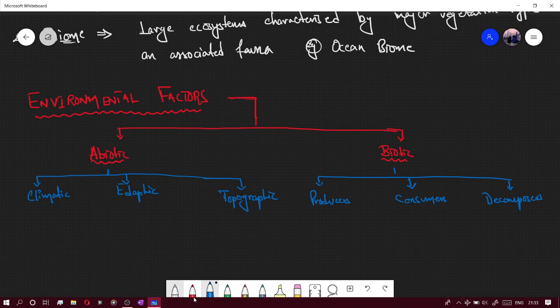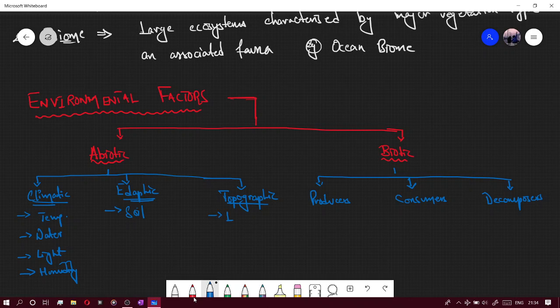Okay, now what is present in climate? So climate consists of four factors, that is temperature, water, light, and humidity. Okay, now what is edaphic? Now edaphic constitutes everything that is related to soil. Edaphic is soil related. And what is topographic?